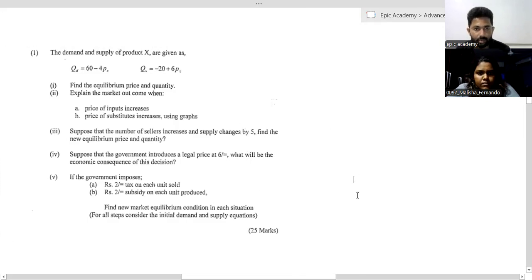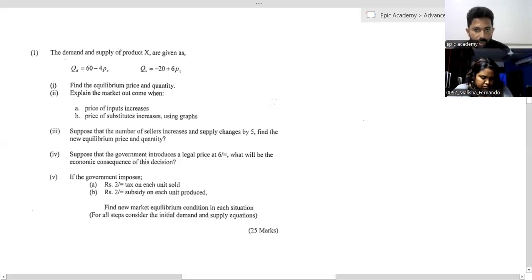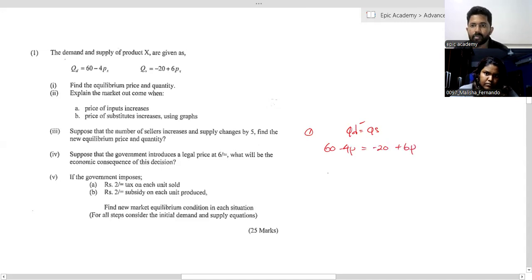Okay, right. And here we are going to calculate that. If you can do it with me, it will be easy for you. If there are any problems, you can ask. Okay, then let's start the first one. First, we are going to calculate the equilibrium position. Equilibrium means that quantity demanded must equal quantity supplied. So 60 minus 4P must be equal to minus 20 plus 6P.